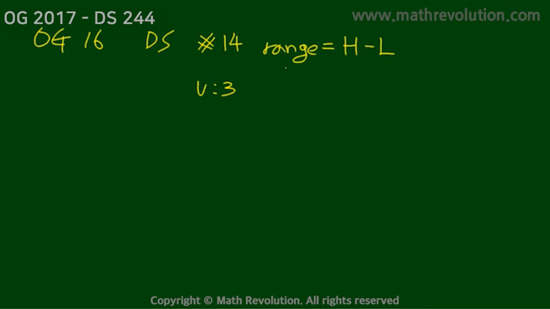Let's take a look at Official Guide 2016, DS number 14. So I'm going to use the variable approach method and modify the original question and the condition. So the range becomes highest price minus lowest price. So there are three variables because we have the range, which is R, and H and L. And there's only one equation in the original question, which is R equals H minus L.